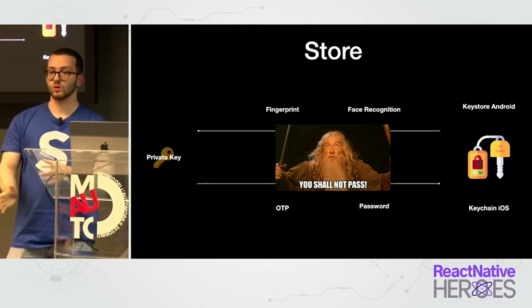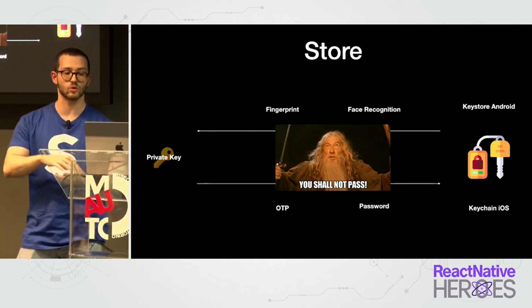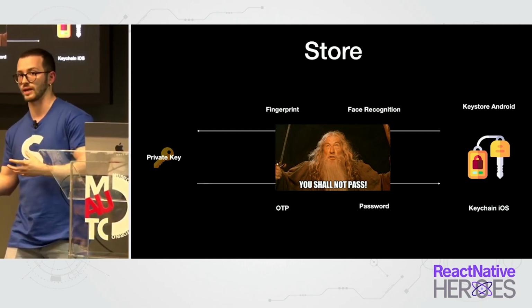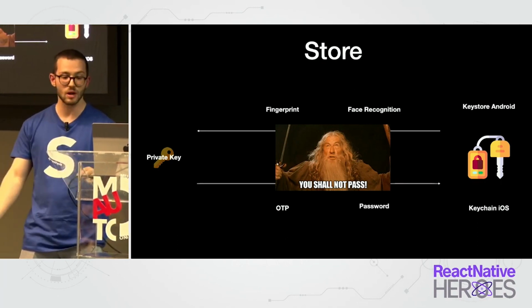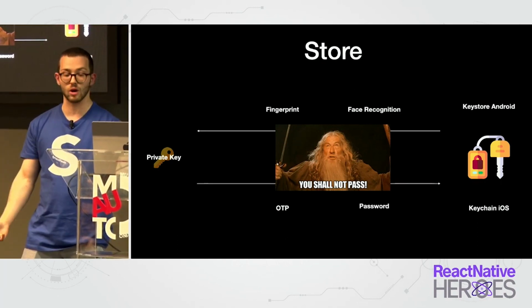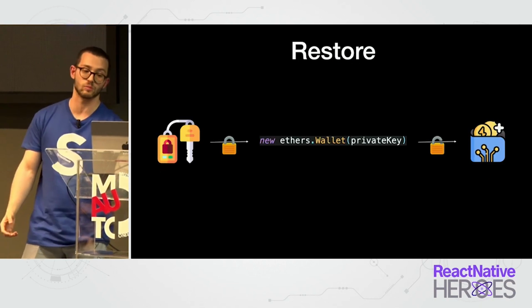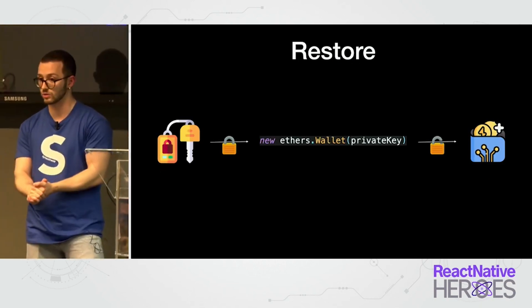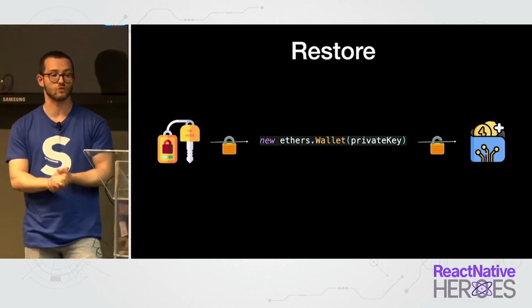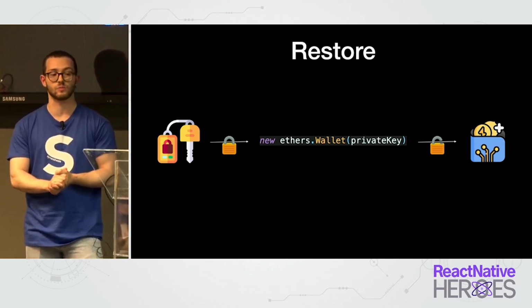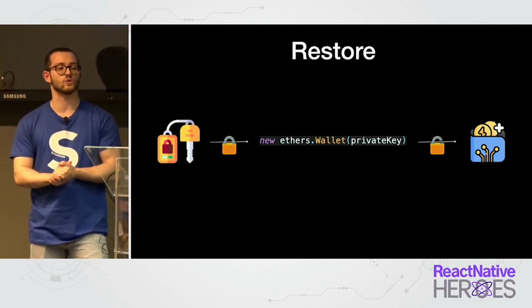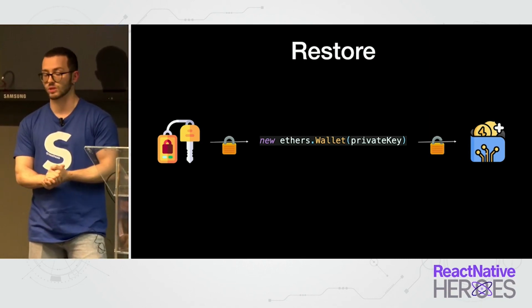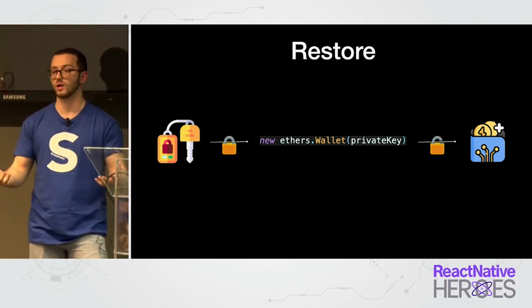So now we have both a way to create a wallet and a way to store something that can help us initialize it back once the user goes back to the app. To restore a wallet using the private key, we are able to do so using the Wallet constructor, of EthersJS itself. We simply read the private key, and then we input it to the wallet constructor, and we've got our wallet up and running.